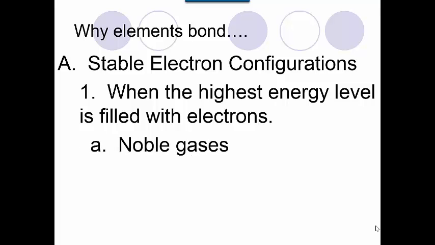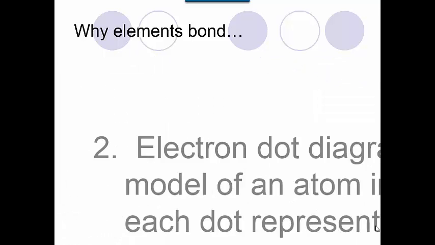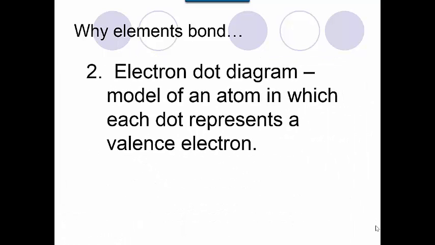That means the highest energy level needs to already be filled with electrons. So noble gases fit this. In a previous video, I had talked about how the noble gases are very unreactive, and that's because their highest energy level is full already. So for all the other elements, we create this electron dot diagram, and you can do it for a noble gas too, but it's very helpful for the other ones so that you can see how many valence electrons there are that you might want to bond with another element.